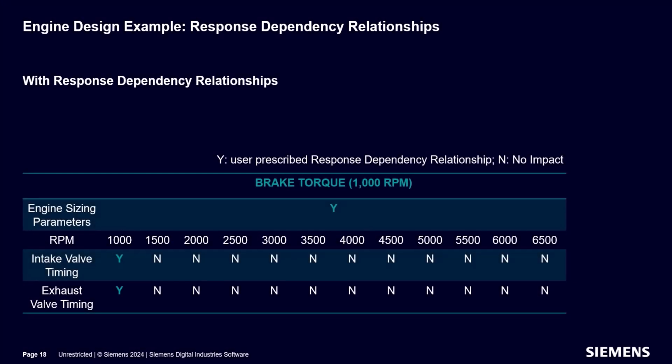Similarly, for our constraints which are applied independently for each RPM, we can explicitly define relationships for each RPM, as shown here for the brake torque at 1000 revolutions per minute.